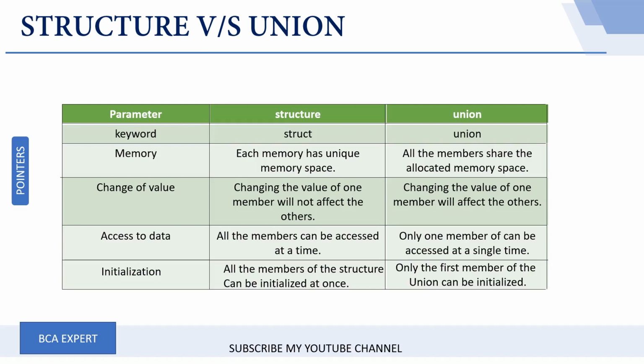The next parameter is change of value. Changing the value of one member in a structure will not affect the others, but in the case of a union, changing the value of one member will definitely affect the others, because they are sharing one common memory. After that, access to the data. All members can be accessed at one single time if you are using a structure, but when it comes to a union, you have to access one member at a time. You cannot access all the members at one single time.